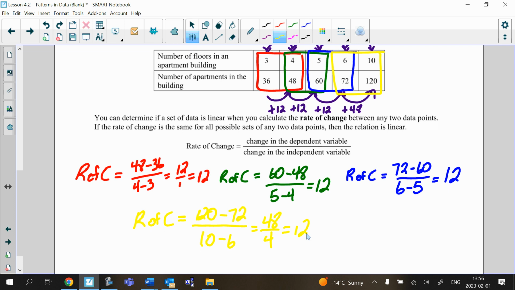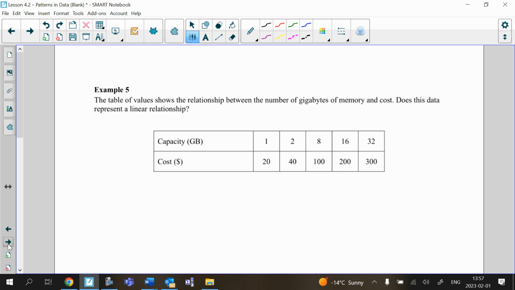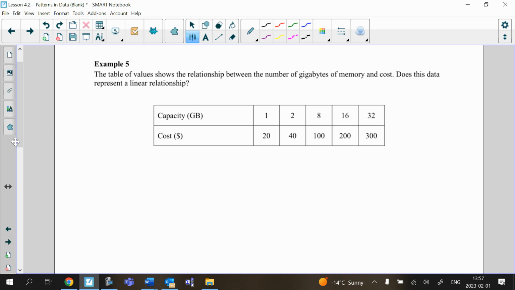Let's try one more. A table of values shows the relationship between the number of gigabytes of memory for some machine and the cost of the machine. Does it represent linear? Well, first of all, this is not going up by the same amount each time, and neither is this. So we can't just use the table. Okay? We're going to have to use the rates of change. And remember, as soon as one of them becomes different, we stop.